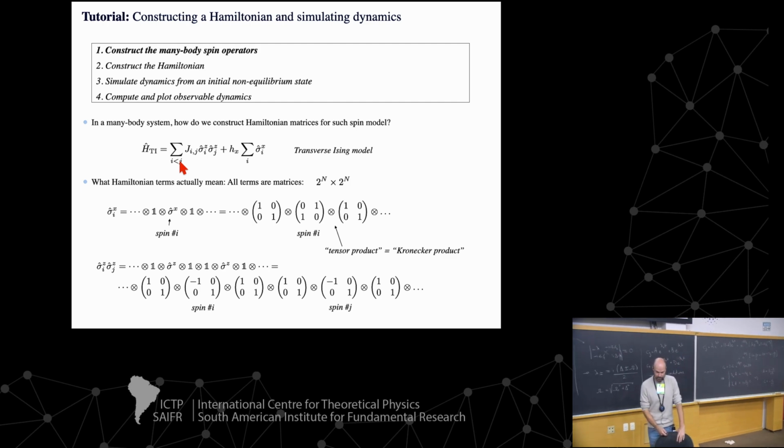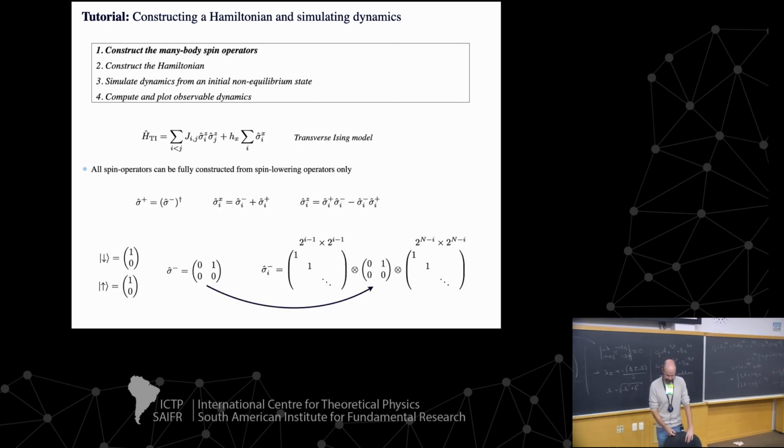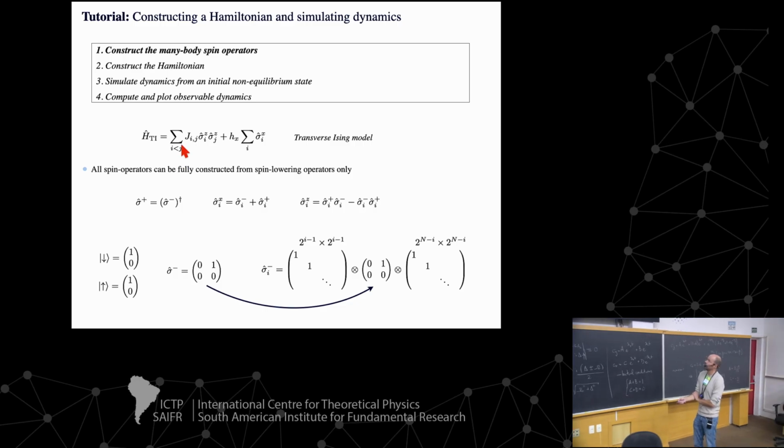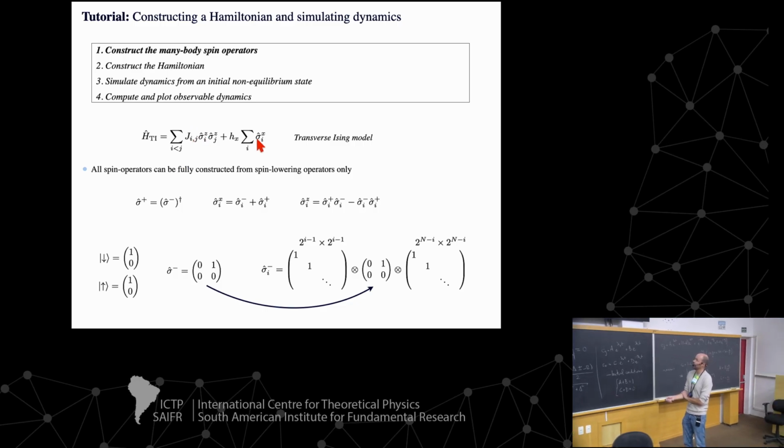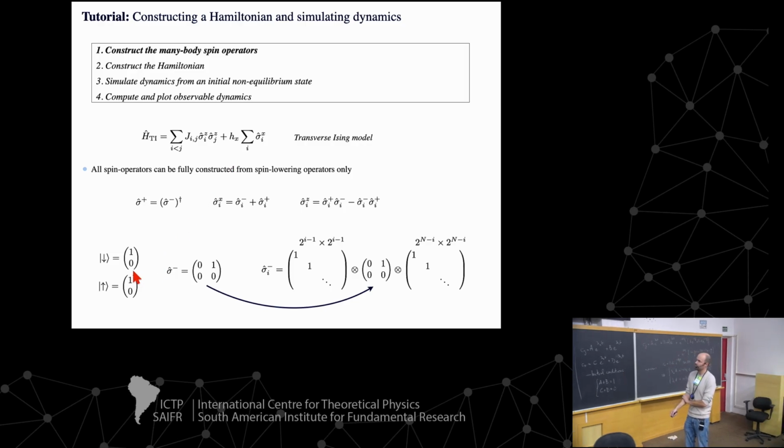So what we're going to do is construct these spin operators first, using just this Kronecker function. What we need is sigma z and sigma x, but one can actually reduce everything to just the spin lowering operator. If I define a spin lowering operator, I have to define what my spin down is and my spin up is.